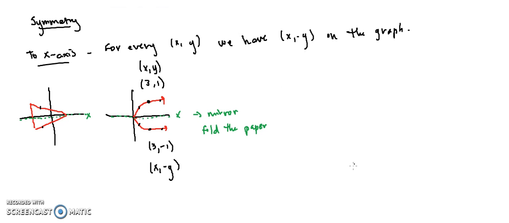So what would we do if we don't have a picture? If we have a picture, we can think of it as a mirror or folding the paper. Well, what if we don't have a picture? What if we have an equation?